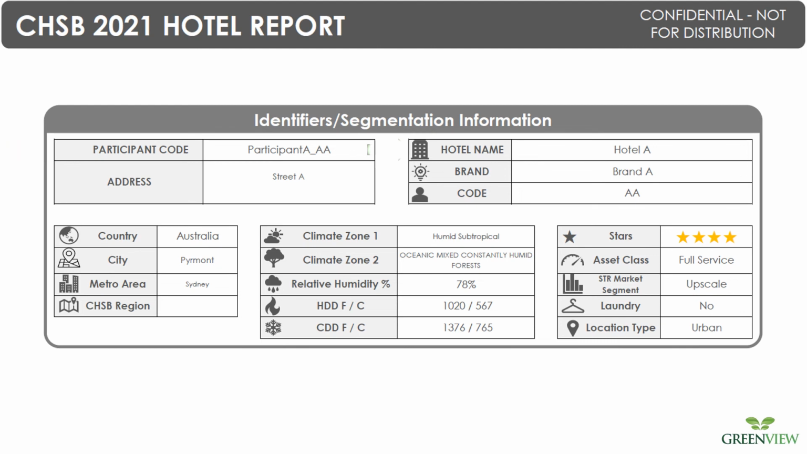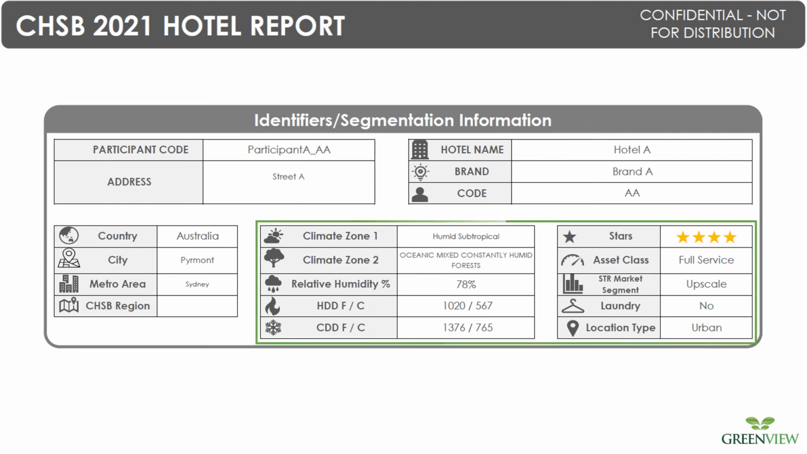We then have the hotel name, address, the brand, hotel code, which is the unique identifier that brand uses, the country it's located in, the city, the metro area, which is defined as the metropolitan statistical area, a greater national capital area, or a greater metropolitan region designated either by postal code or by city within the metro area. CHSB region is an indicator we use for benchmarking properties which is available in the public report.